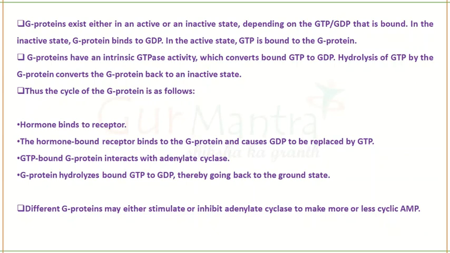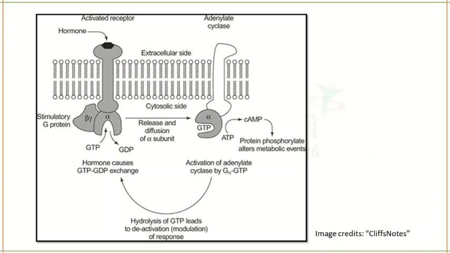Different G proteins may either stimulate or inhibit the adenylate cyclase, and therefore it will make a difference in the concentration of cyclic AMP. It can either increase or decrease the concentration of cyclic AMP. So this is a very clear and self-explanatory diagram which will explain what happens to G alpha GTP in its active and inactive state.